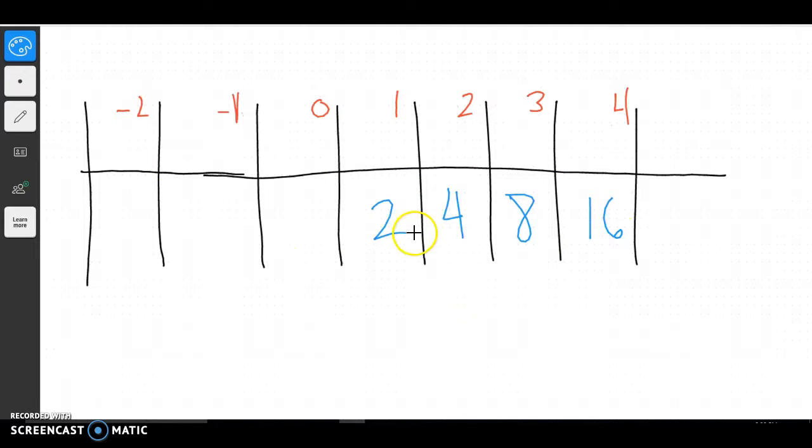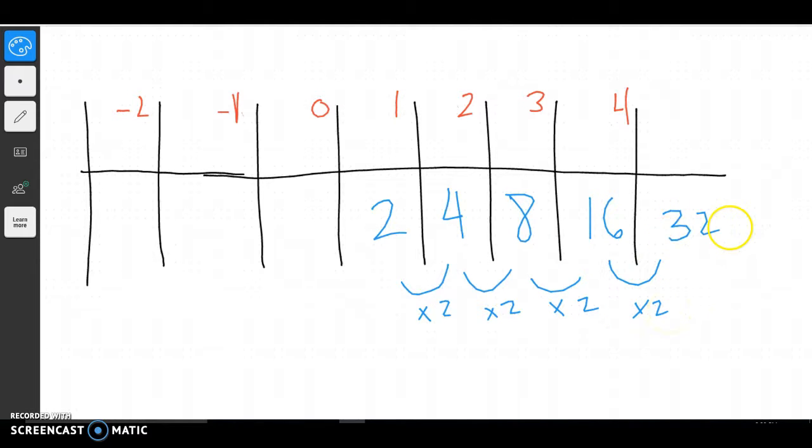Well, first thing I've got to do is figure out what this pattern is doing. What this pattern is doing is taking the previous number and multiplying by 2. So this next one would get me to 32. So at 5, that's what I would be looking at. So that's the pattern.